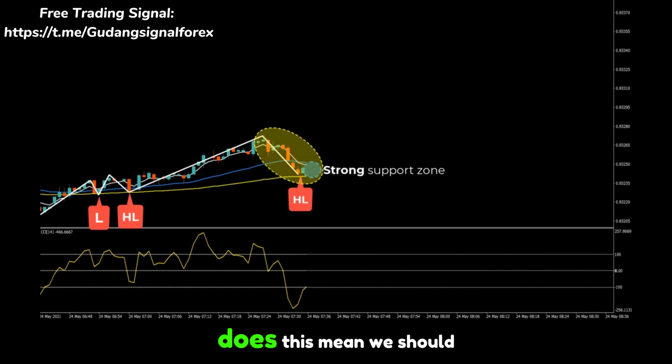So, does this mean we should jump in and place a buy trade immediately? Not yet. This setup alone isn't enough to confirm a high probability entry.